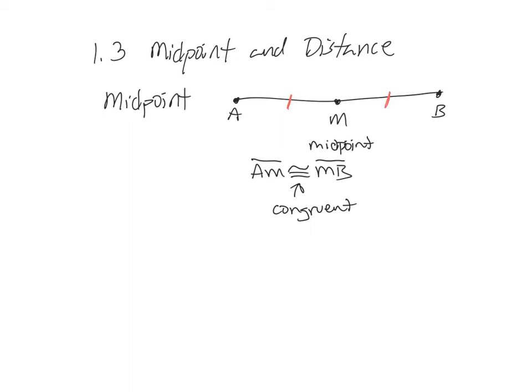So if you didn't have that M as a midpoint and you just had that picture, you could say M is a midpoint because you know that from A to M is congruent to M to B. Okay? So midpoint means right in the middle, midpoint.